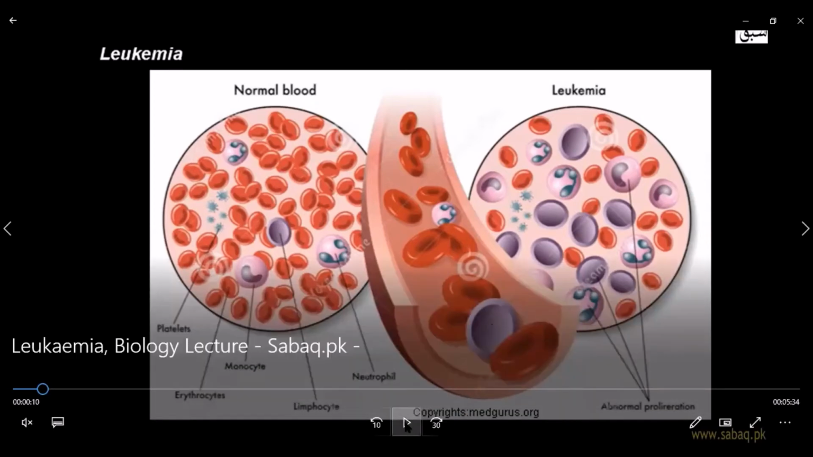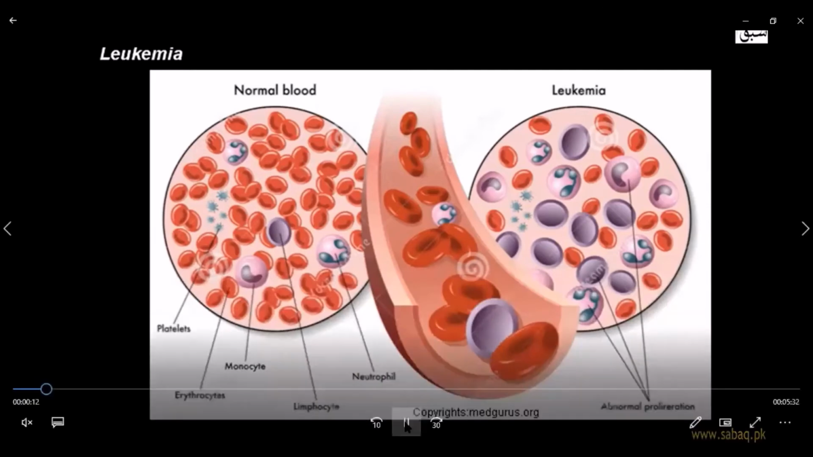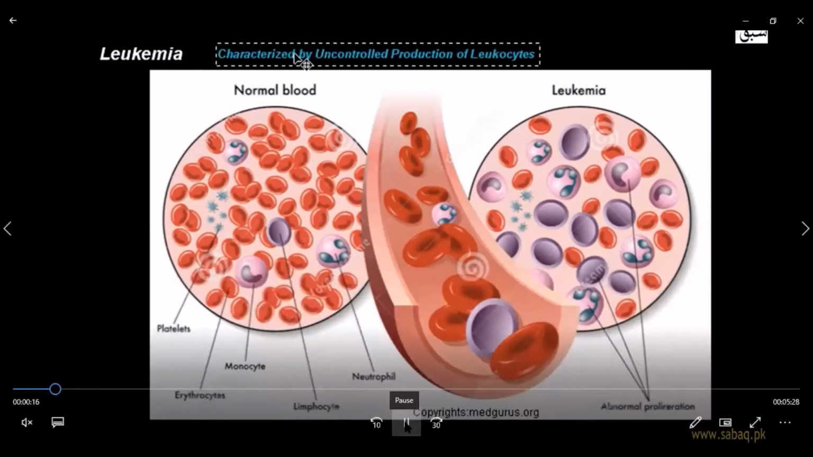Now, what are the characteristics of leukemia? Leukemia, as I told you before, is a cancer. So it is the uncontrolled production of your leukocytes. What are leukocytes? It is the other name for your white blood cells. So it is basically characterized by uncontrolled production of leukocytes. That's why it is called a white blood cell cancer, as shown in the picture.